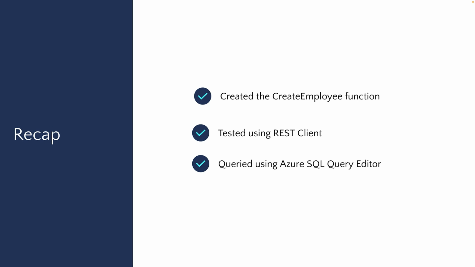Let's recap what we covered in this video. We created the CreateEmployee function, and inside the function, we added a query to check whether an employee exists by the employee registration number. And if the employee didn't exist, the record would be added to the database. We also added some error handling to our function to take care of any uncaught exceptions. And after that, we tested out the function using the REST Client VS Code extension. Finally, we queried the data using Azure SQL Query Editor to confirm that the data was successfully created.